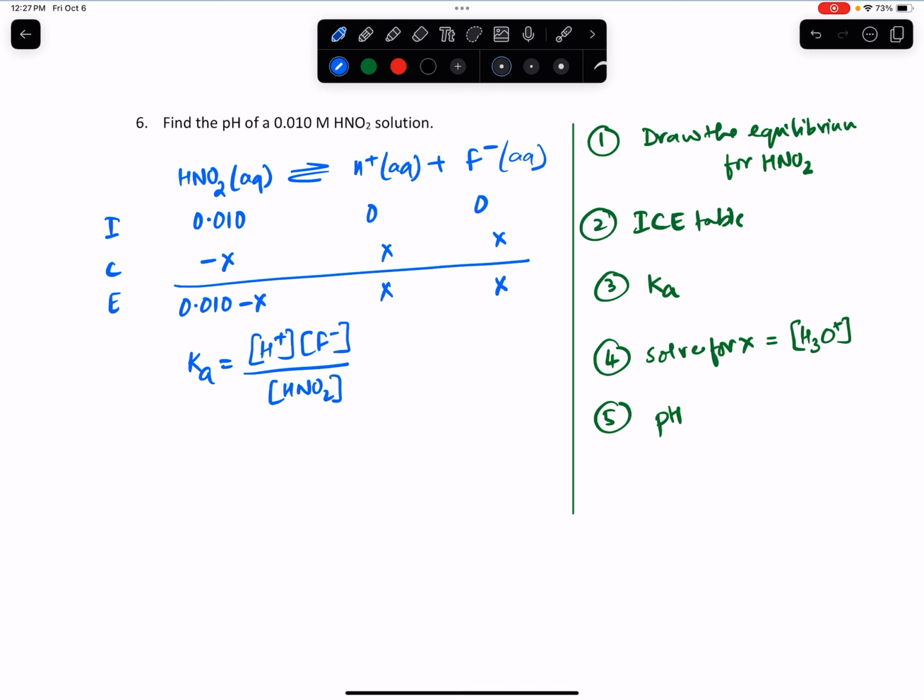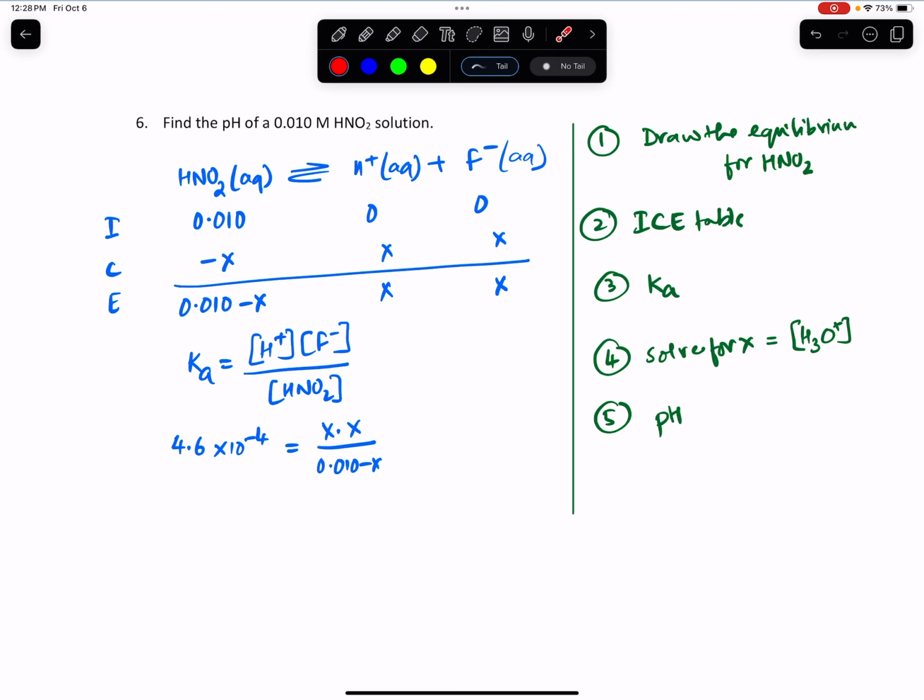Now let's go ahead and plug the values in. First of all, we need to find what the Ka is from a table. If I look up the value of Ka for HNO2, I get 4.6 times 10 to the negative 4. Then I'm going to plug in the values from the ICE table, so that's X times X over 0.010 minus X. We're going to soon realize that X times X is X squared, so we really have to solve a quadratic.